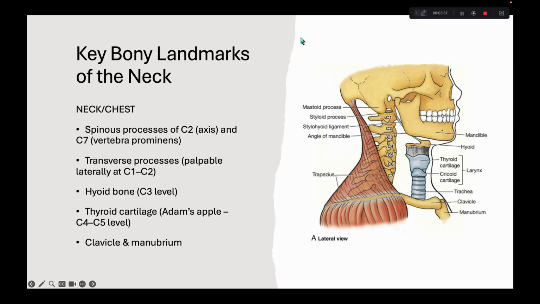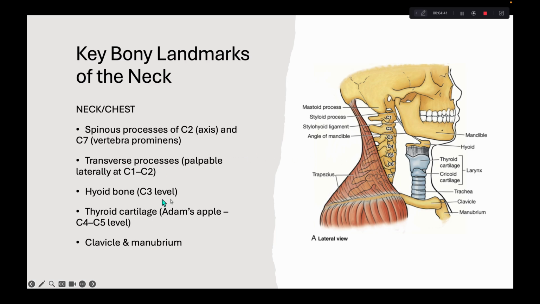Here are some key bony landmarks for your neck. This is neck, and it's going to go over the anterior and posterior section. So I put neck and chest here. First, you need to be able to identify the spinous processes. As I said before, the spinous processes, we'll call them the little dinosaur spikes that are on the back of your spine. Next, we have your transverse processes. You need to try to palpate those. The transverse processes are on the sides. I like to call those the airplane wings for your spine.